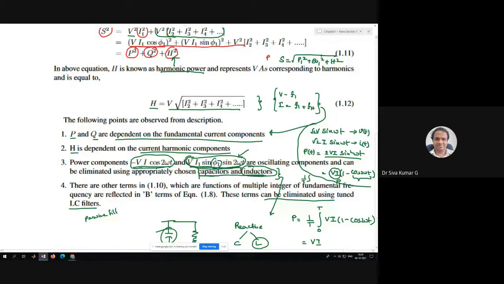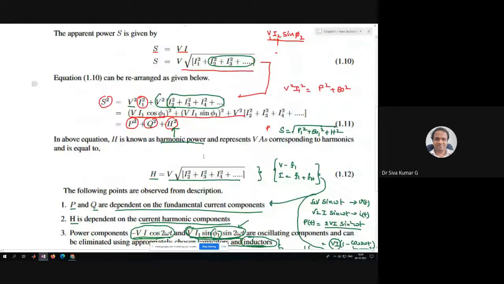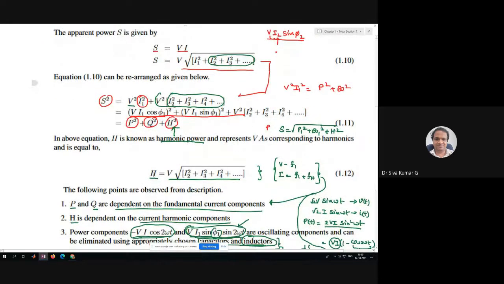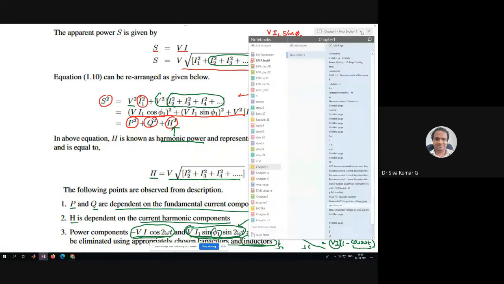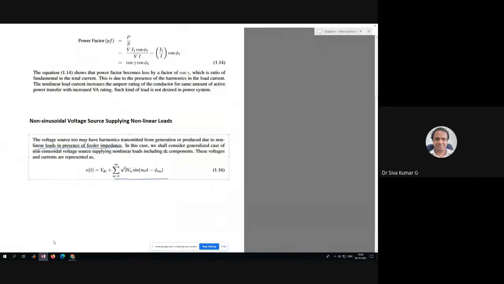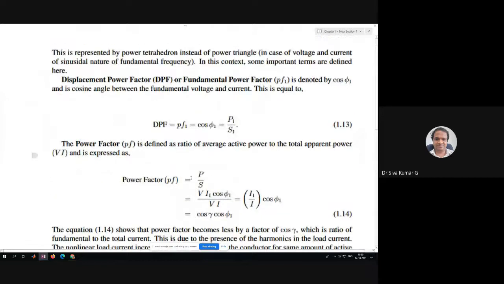This is the observation with the equation when you consider the voltage as fundamental and the current as harmonics. We have seen the real power, reactive power, and apparent power. In this case, we have also defined the harmonic power, H equal to the square root of I2 square plus I3 square, and so on. Now we try to see the power factor. You might have seen this equation also.